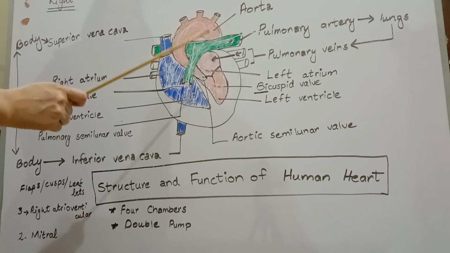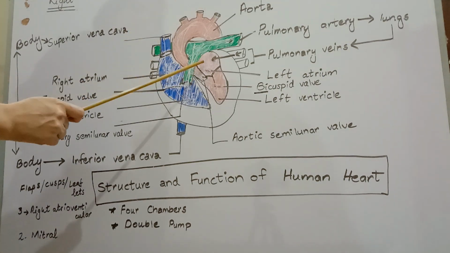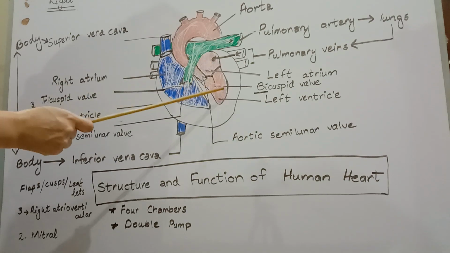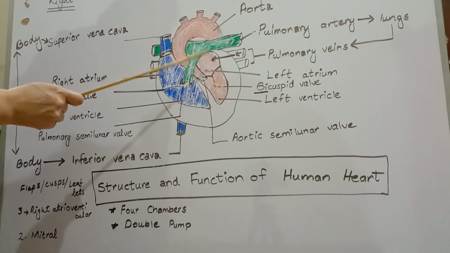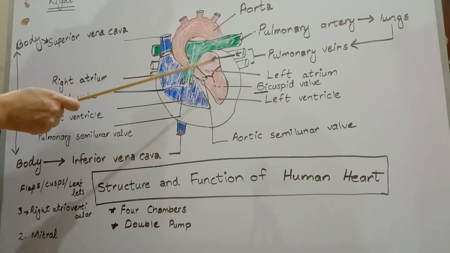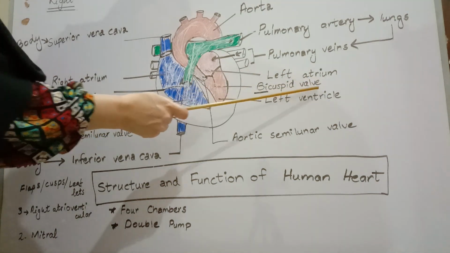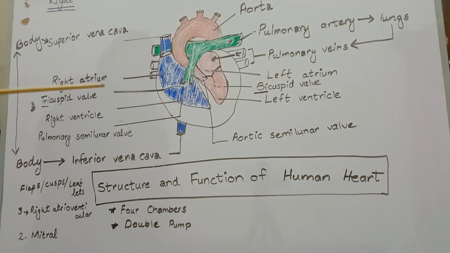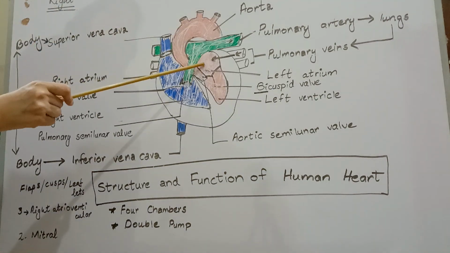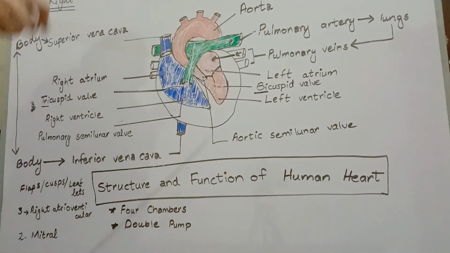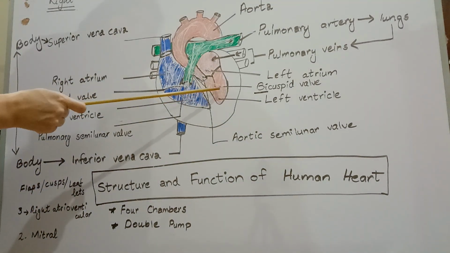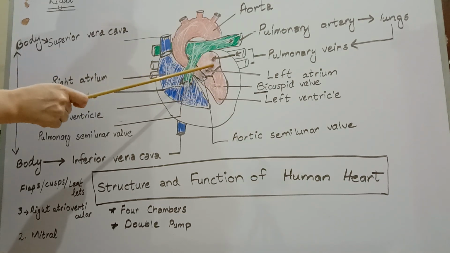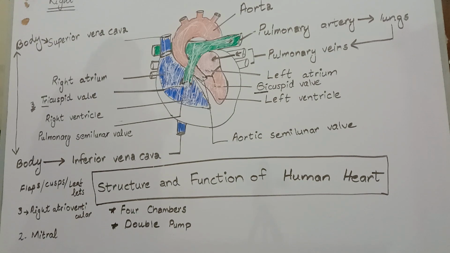Now, when the left atrium contracts, the blood moves from the left atrium towards the left ventricle. The valve between them is the bicuspid valve. Let's talk about its function. The blood is moving from the left atrium towards the left ventricle, and the function of the bicuspid valve is to prevent the backflow of blood from the left ventricle towards the left atrium. Always keep this in your mind: the function of a valve is to prevent the backflow of blood.